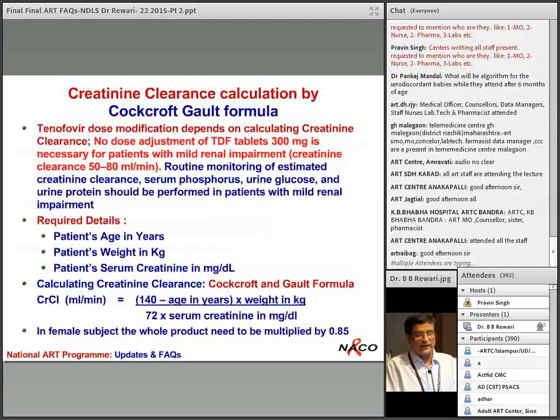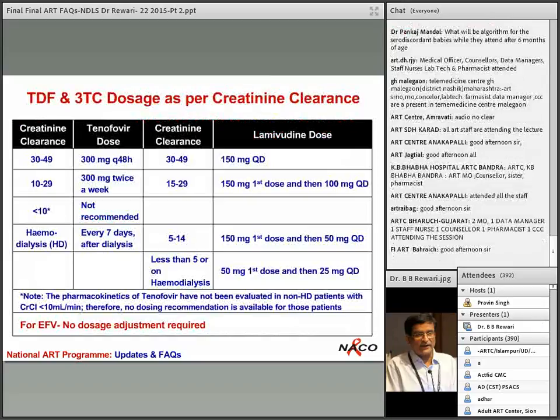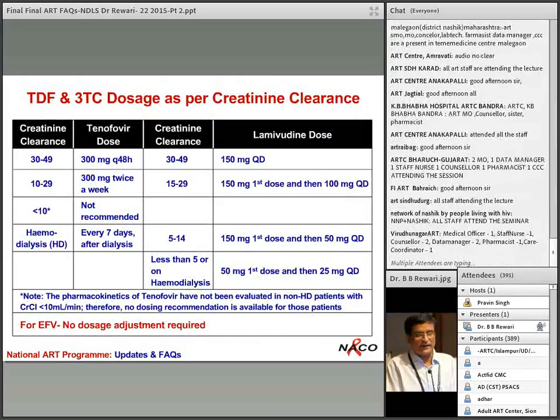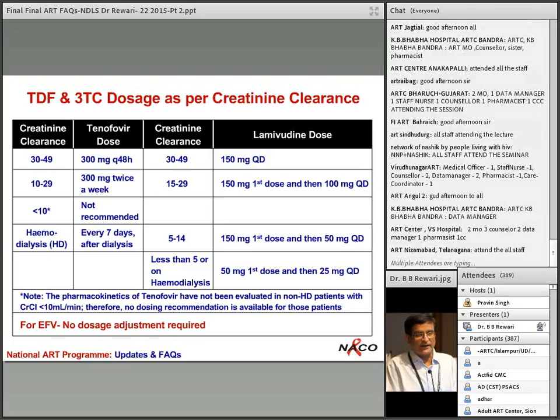under any situation. Again, for tenofovir toxicity, this formula was given in the last NDLS and it has been circulated also, and based on this the dosage modification for tenofovir and lamivudine is also given. There is no dosage adjustment required for efavirenz in case of renal toxicity. These guidelines have been sent, and since you will require different dosages of tenofovir and lamivudine, you will require separate tablets, for which patients have to be sent to centers of excellence who will procure these drugs as of now.